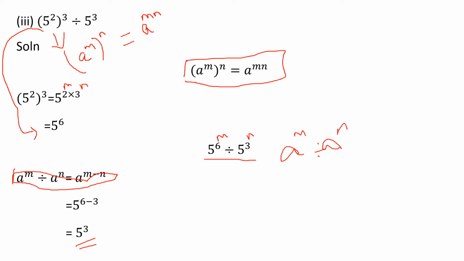So in this problem we are applying two formulas. What are the two formulas? One is a power m the whole power n is equal to a power mn. And the second formula, a power m divided by a power n is equal to a power m minus n. Is it clear, children? Now let's see the next problem.